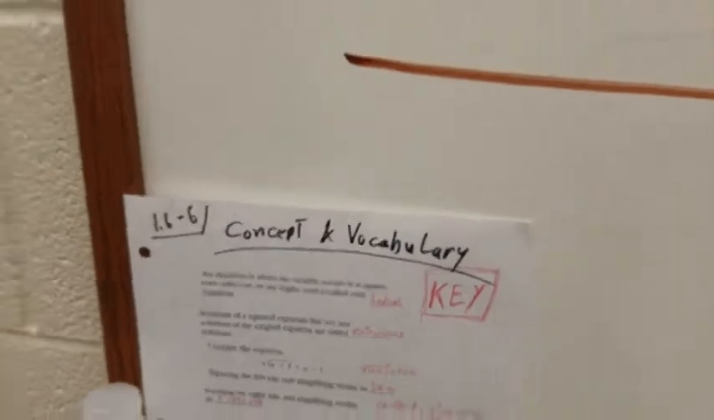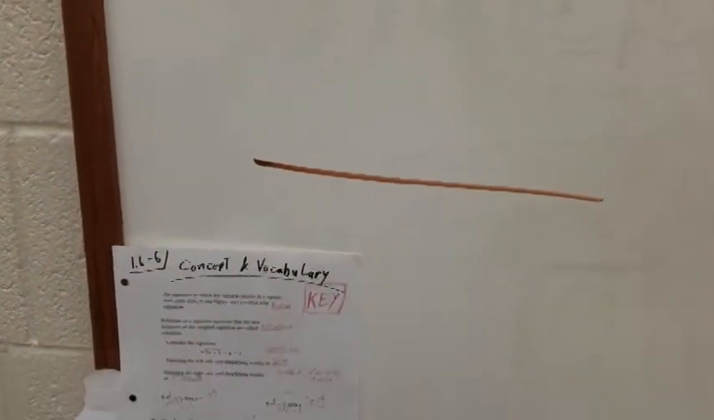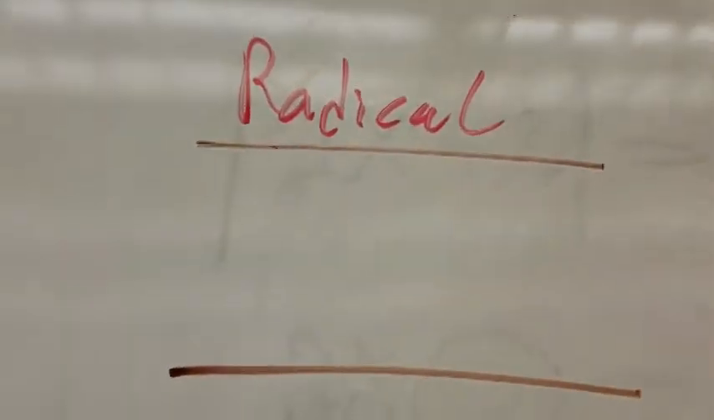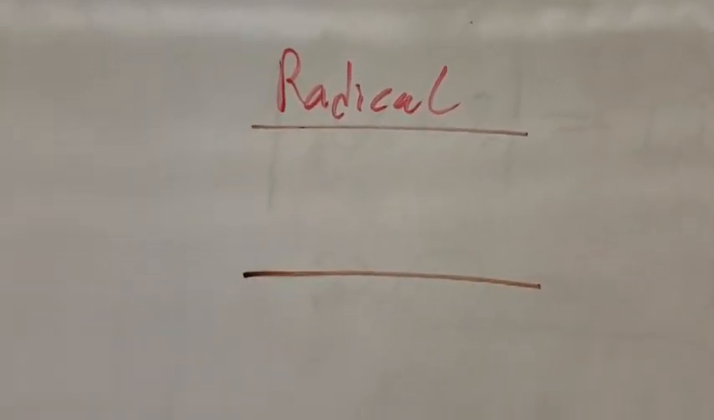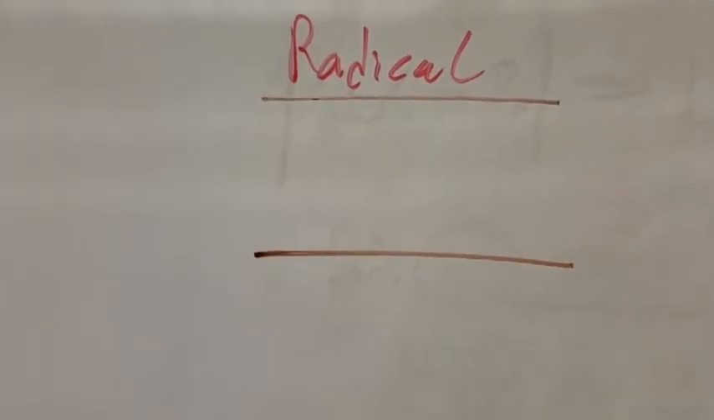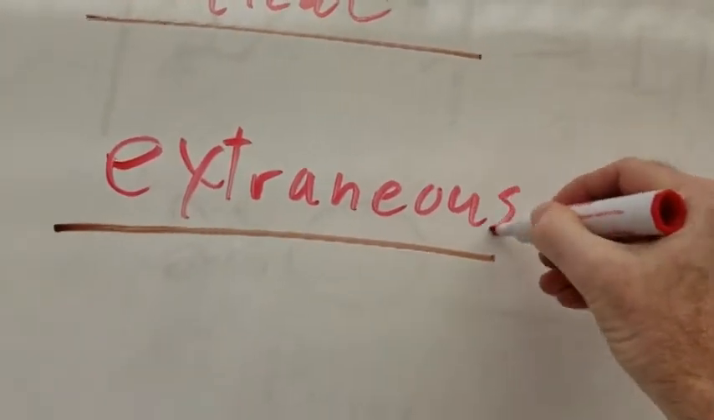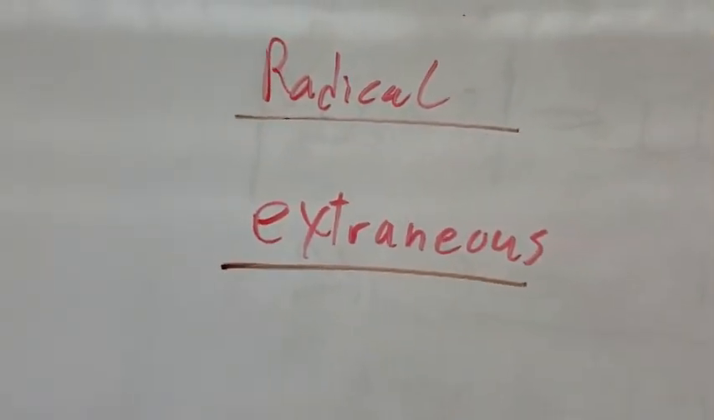Okay, now we're on to the concept and vocabulary. The first one says, an equation in which the variable occurs in a square root, cube root, or higher root is called a radical. That's the first answer for the first one. The next one says, solutions of a squared equation that are not solutions of the original equation are called extraneous. Extraneous. They're out there. They don't work for our solution.